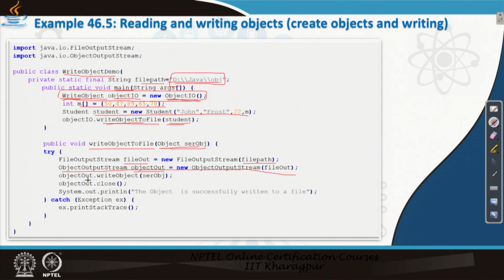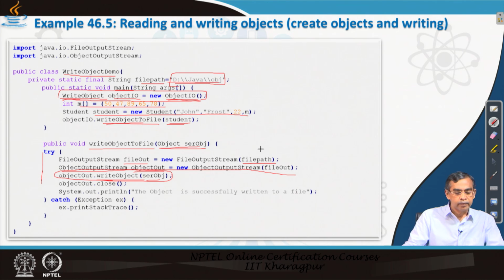Then with object out, we can just call the write object method, which is defined in the object output stream class, passing this student object. That means it writes the object into the file. Then finally, you close the file, and this completes how we can store an object into a file. Okay, so this is the program that we can think of for writing the file.